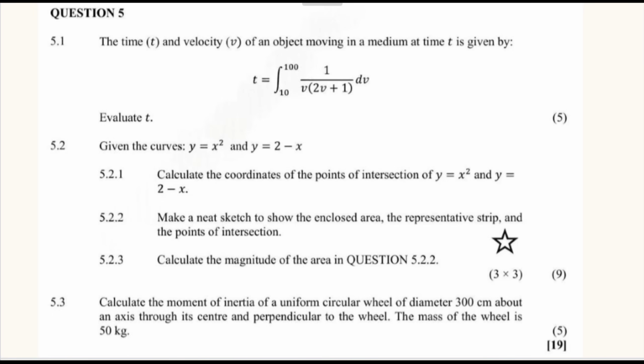My name is Pino. In this video, we go through question 5 from the 31st July 2025 Grade 12 mathematics question paper. Question 5.1 states that the time t and velocity v of an object moving in a medium at a time t is given by the following integral. So we have to solve the following integral so that we can evaluate the t.